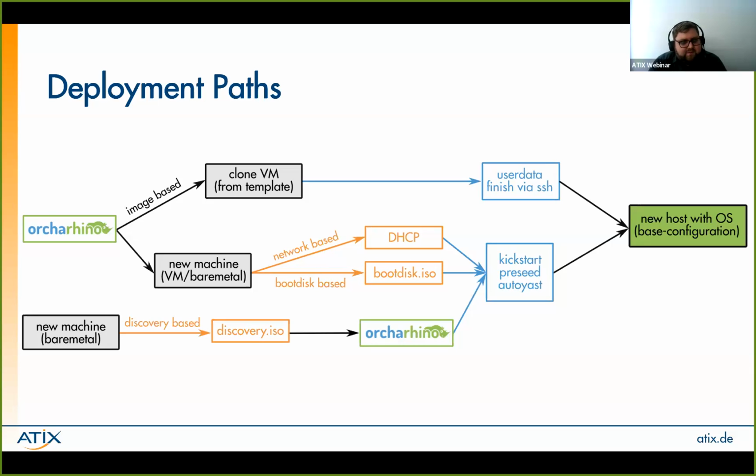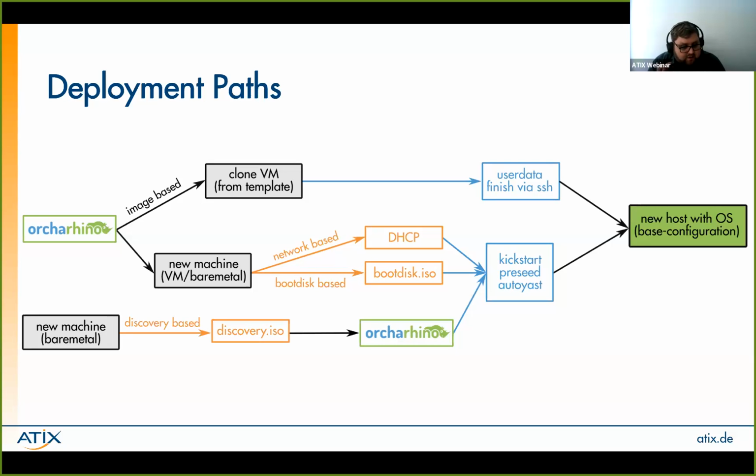Everyone who is already familiar with deployment in the cloud knows this is the typical way you do this, for example, in AWS too. So what will happen here is you have this image available, you create your cloned virtual machine, and then the final configuration, the last bits, will be done via user data and finished via SSH connection. In this image, you have already contained all your relevant software, all your relevant configuration. The last bits will be done by the user data, and then you will end up with your new host. This is the second path, and then we have the third path.